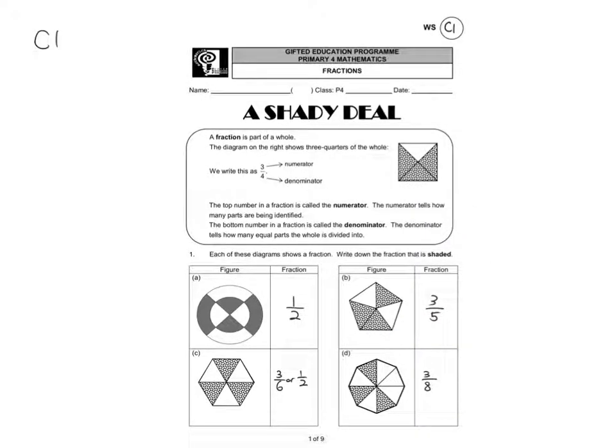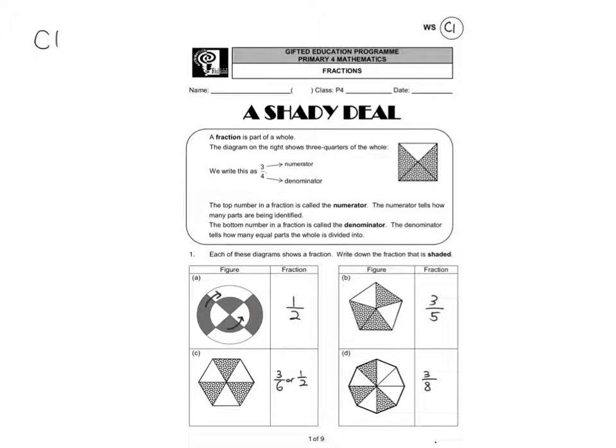Okay, for C1 we try to identify what fraction of the figure is being shaded. For this case, as you can see here, if you were to move this part here and then this part here, this whole part here is actually shaded, so that's why it's half.